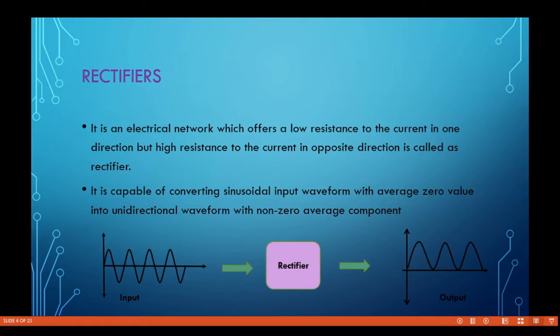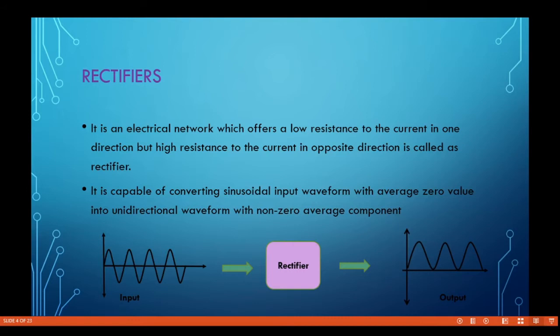So we are all already aware of the function of a diode. The diode works in the forward bias region and the reverse bias region. In the forward bias region it has a very low resistance, and in the reverse bias region it has a very high resistance. So that is the most important component of the rectifier which makes a rectifier function.